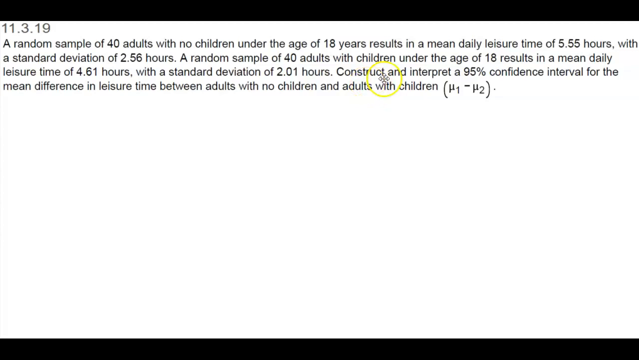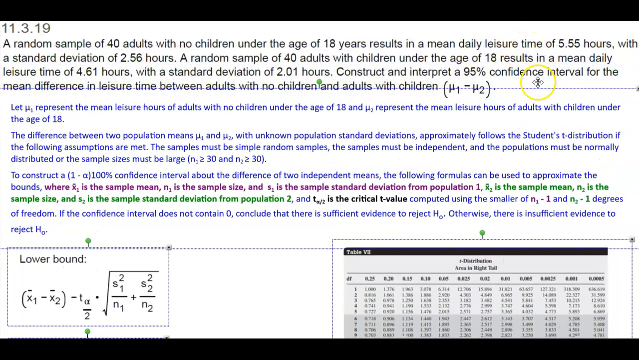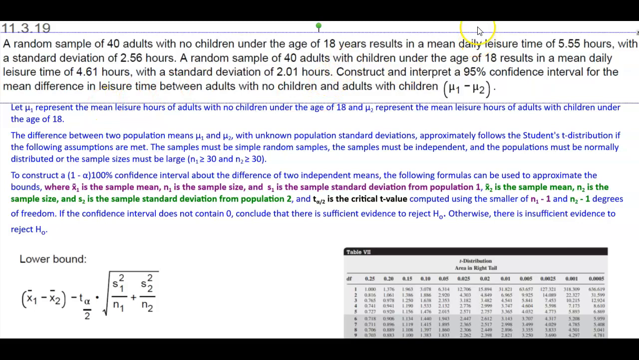We want to be able to construct and interpret a 95% confidence interval for the mean difference in leisure time between adults with no children and adults with children. Okay, so what we're going to do first is let the population mean 1 represent the mean leisure hours of adults with no children under the age of 18.